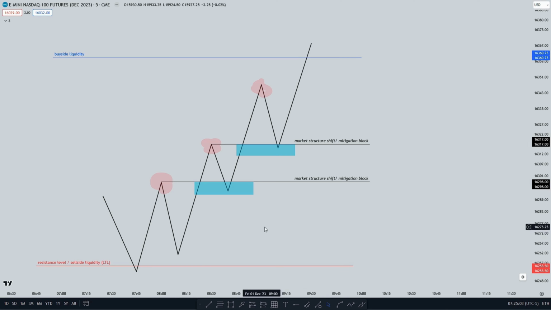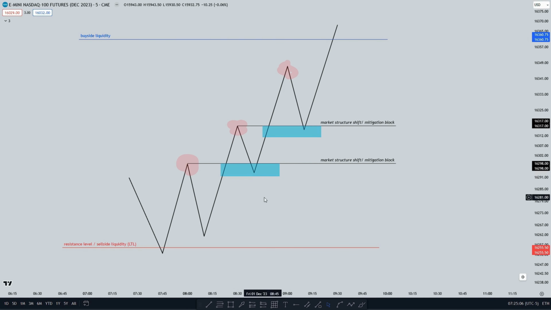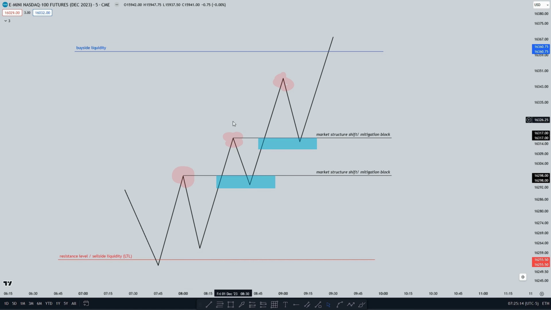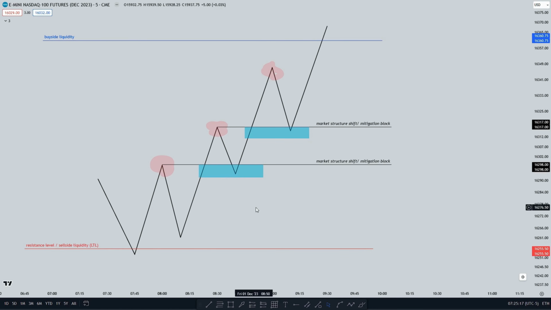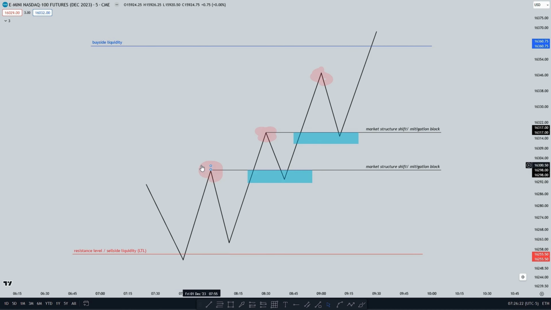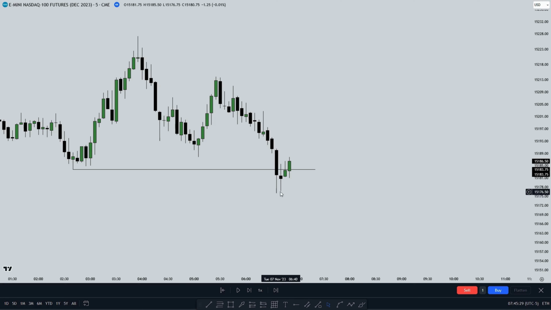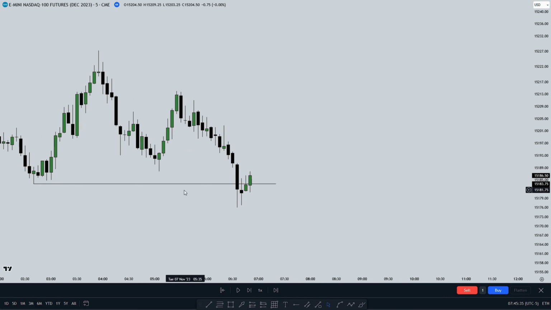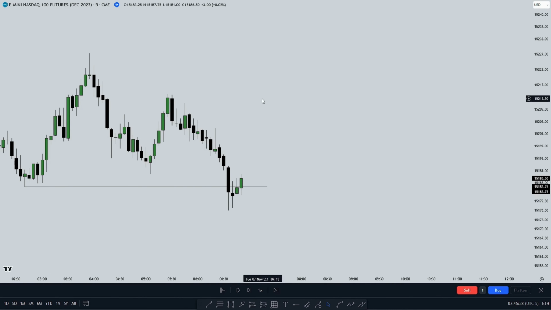So now that we know what a favela gap is, we want to see a favela gap within a mitigation block. So let's say from this failure swing low all the way up to this high, we want to see a favela gap forming that combines with the mitigation block, as you see right here, and then we want to see higher prices. So now that we know what a mitigation block is and how you can combine it with a favela gap, we can go into the charts and find some examples of this. For the first chart example, we have already taken out this sell side liquidity or resistance level. So now I want to see price moving higher.